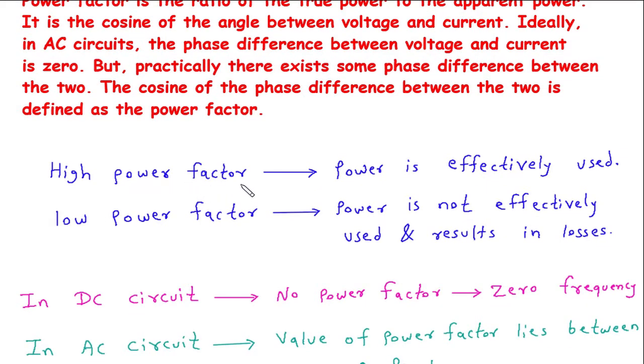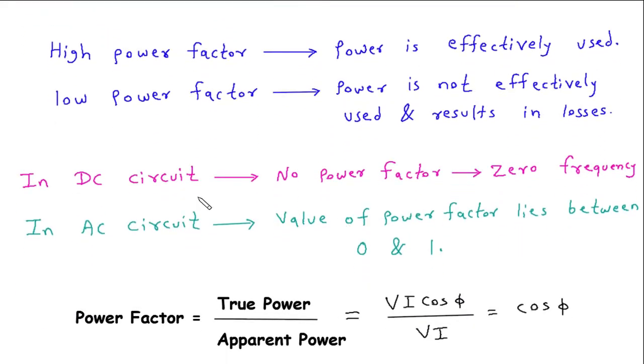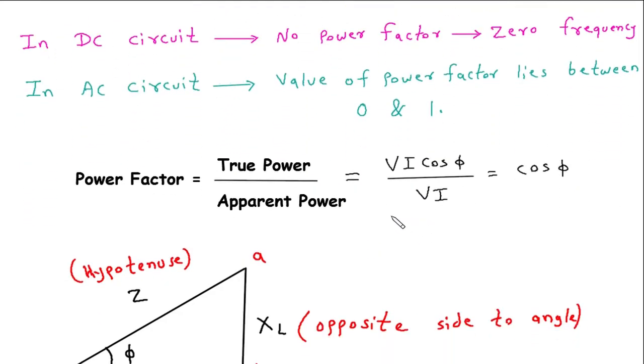High power factor indicates power is effectively used. Low power factor indicates power is not effectively used and results in losses. In case of DC circuit, there is no power factor because there is zero frequency. And in case of AC circuit, the value of power factor lies between 0 and 1.